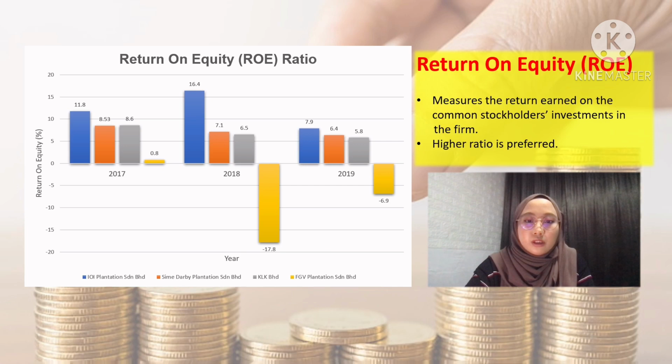For the past 3 years, IOI Plantation increased its ROE from year 2017 to year 2018, but decreased its ROE from 2018 to 2019. A decreasing trend is observed for Sime Darby Plantation and KLK Berhad. This may suggest that these companies are returning less earnings to their shareholders each year. FGV Plantation, however, is still unable to give returns to its shareholders since year 2018 and has been trying to recover from the losses.